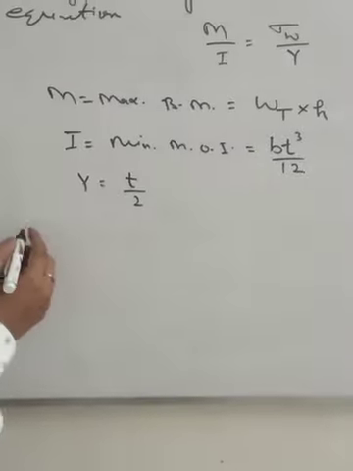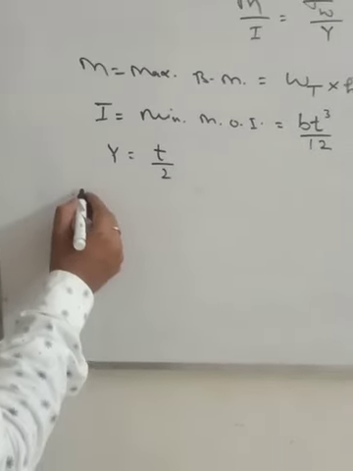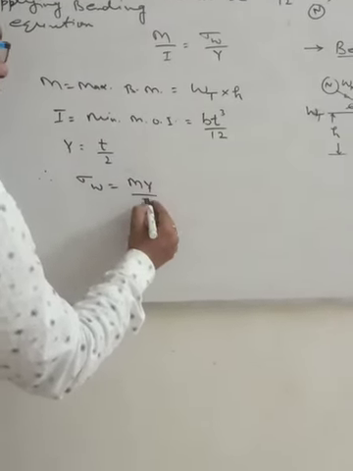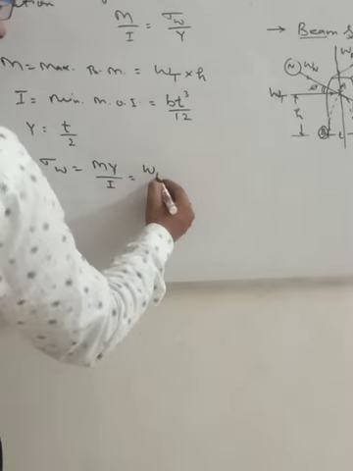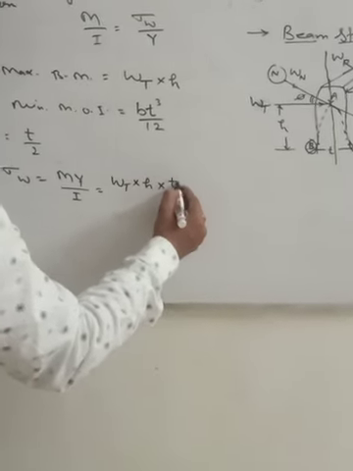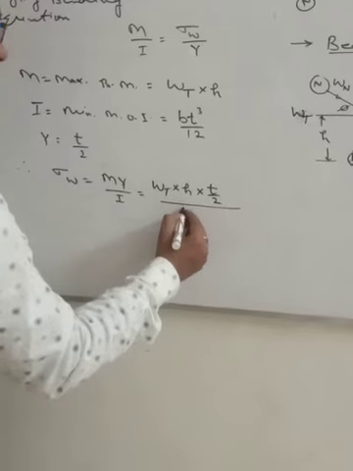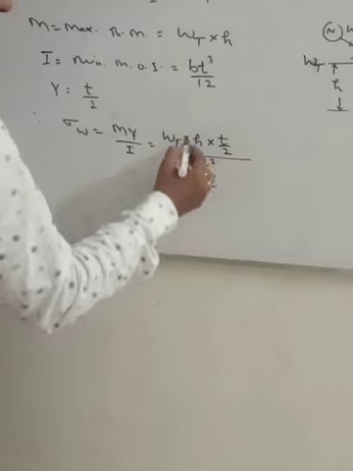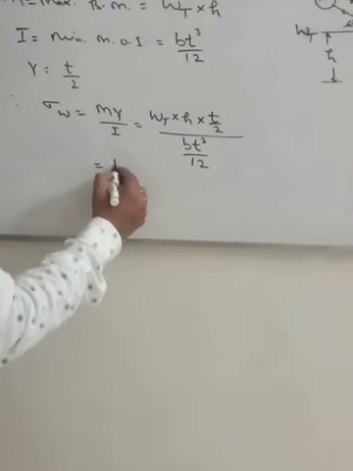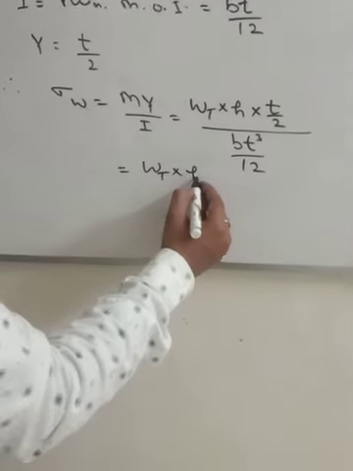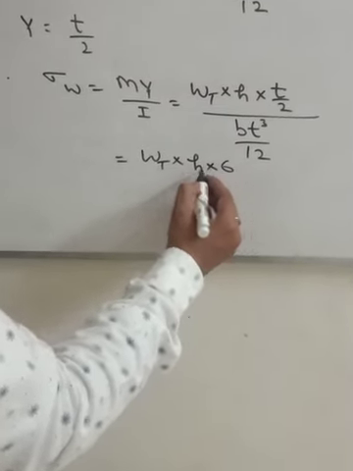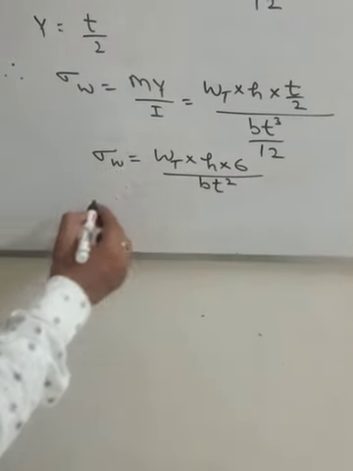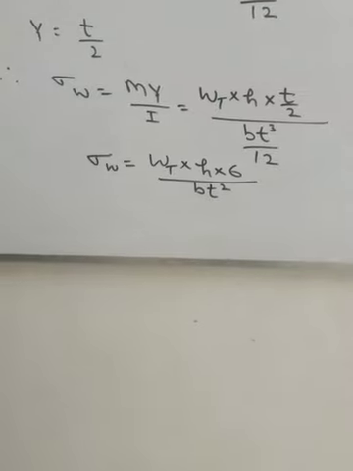By putting the value, we can calculate the working stress is equal to My upon I, by putting the values Wt into h into T by 2 divided by Bt cube upon 12. By solution, we can get Wt into h into 6 divided by Bt square. Working stress is equal to this.